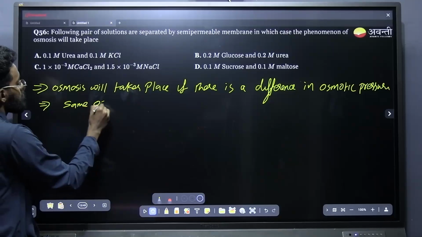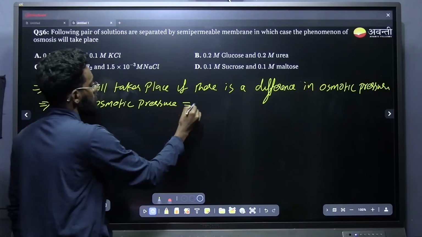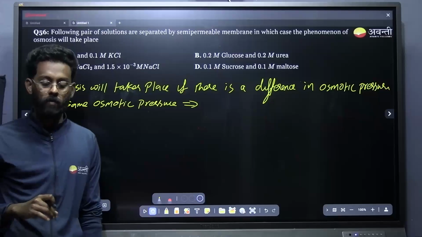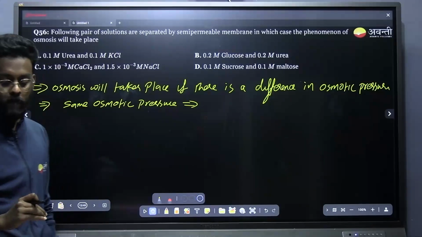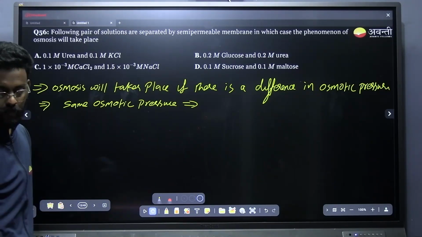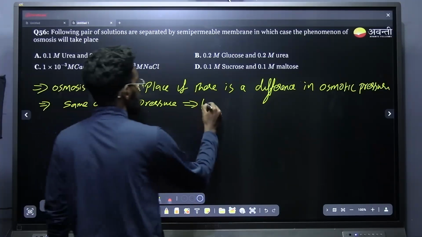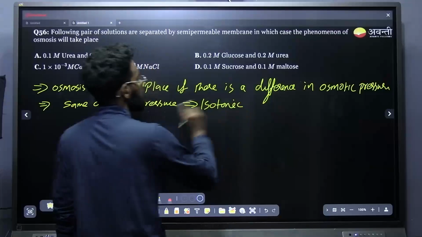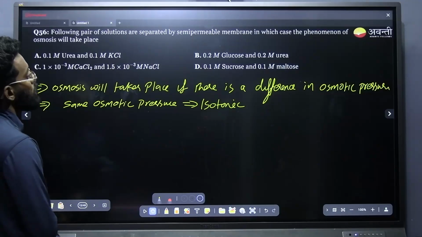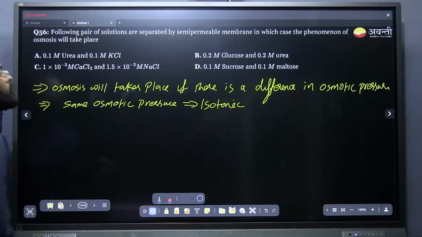If the osmotic pressure is the same, then what type of solution can we call it? Comment in the chat box. Yes, very good. It is isotonic. Isotonic solution won't be showing osmosis. Only solutions having a difference in osmotic pressure will be showing osmosis.